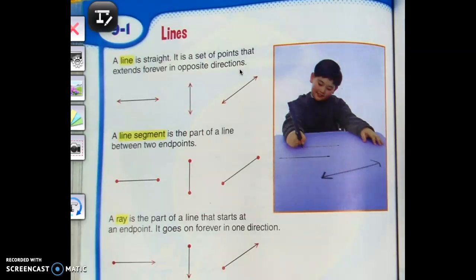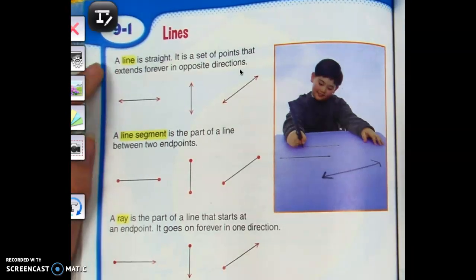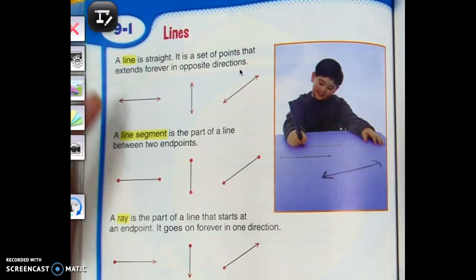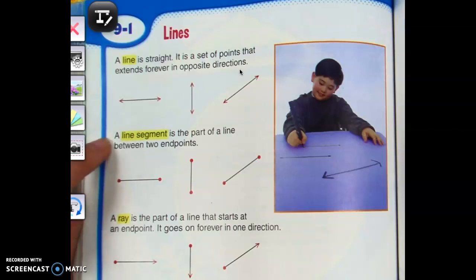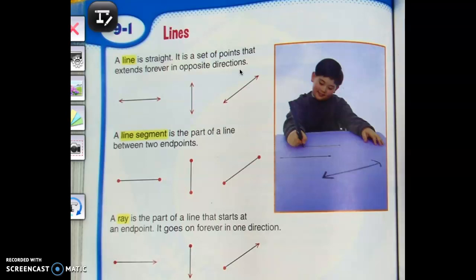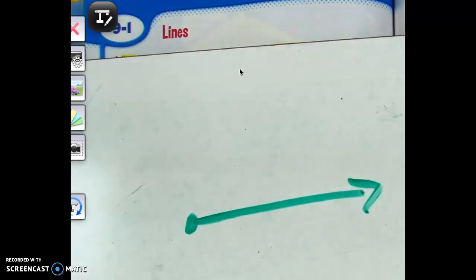Okay, so let's review. We have a line. A line is straight and it extends forever. A line segment is part of a line between two endpoints. And the last one we have is a ray. A ray is the part of a line that starts at an endpoint and then it goes on forever. So it starts at an endpoint and goes on forever.